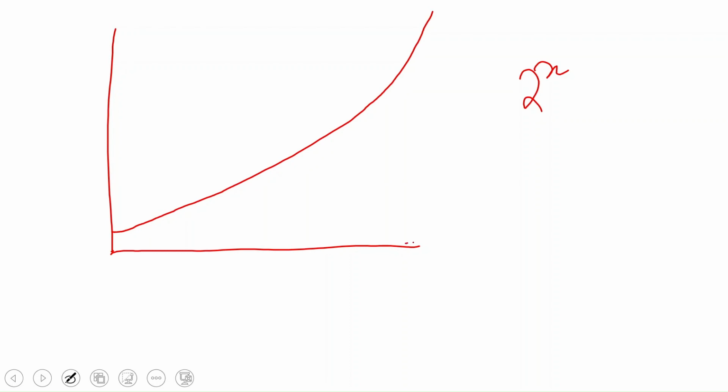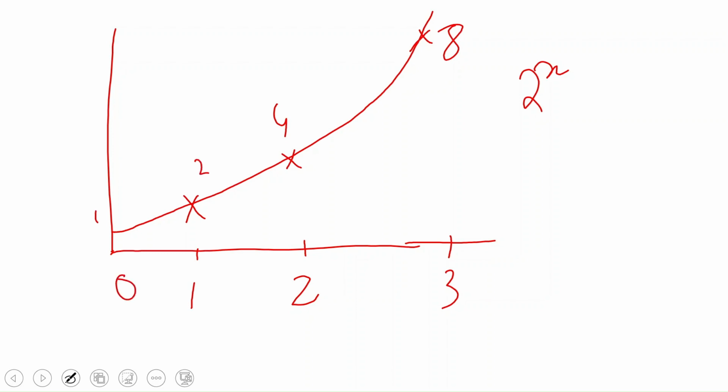So if you have over here, let's say, the value 3, 2 to the power 3 is going to be 8. 2 to the power 2 is going to be 4, 2 to the power 1 is going to be 2, and this is going to be 0, which is 1. So if you look at it, the rate at which x changes is less than the rate at which y changes, which is why it's going to be curving upwards, and the gradient is going to be non-constant. It's going to be increasing at a constant rate.